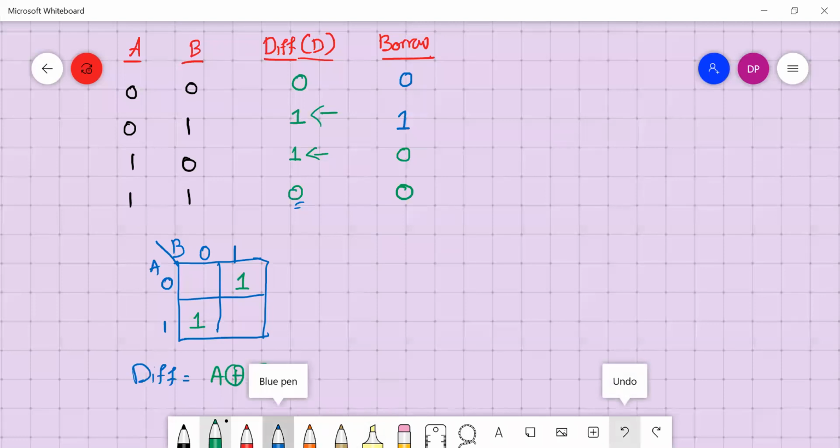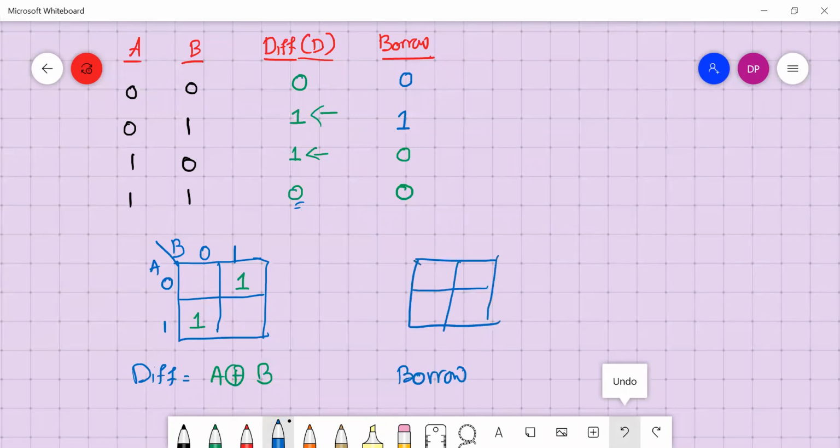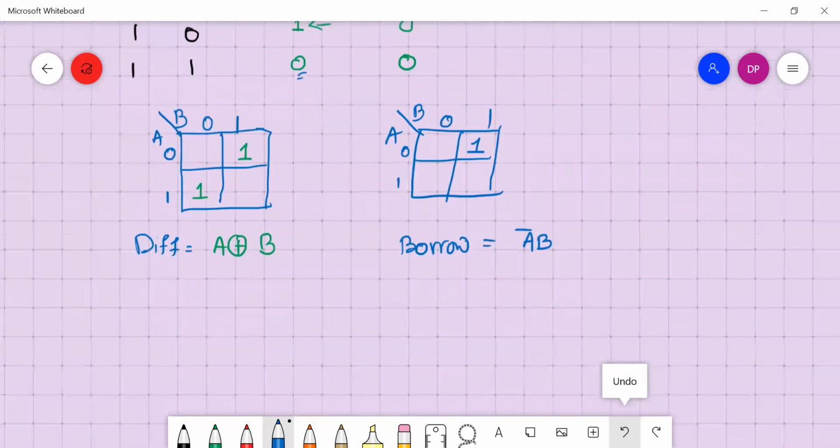Similarly, for borrow, if we try to get an expression, again take a two variable K map. This is variable A, this is variable B. So this is 0, 1, 0, 1. So where do you have 1 here? When A is 0, B is 1. You have 1 over here. So what will be the expression for borrow? This is A complement B.